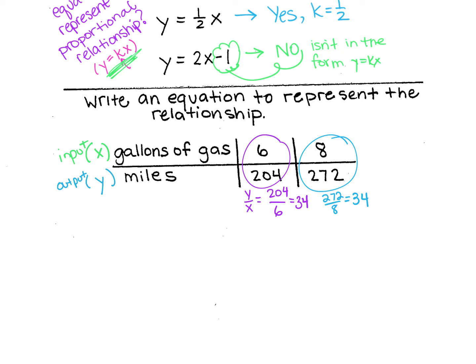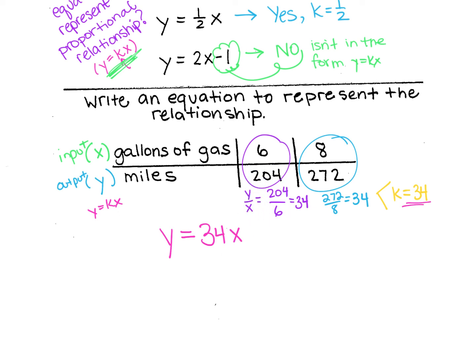What does this mean? This means my unit rate, or my constant of proportionality, k, is equal to 34. Now, if we were to create an equation, remember, y equals kx. K in this case is 34, so y equals 34 times x. What are we saying? We're saying that we can take the gallons of gas, multiply that by 34, and that's going to give us the miles that we can go.